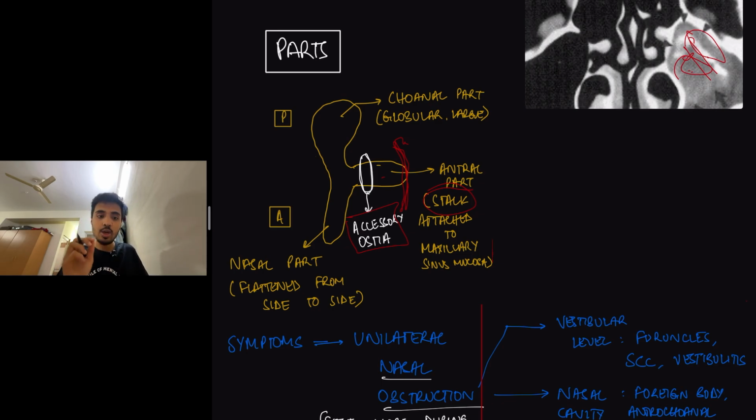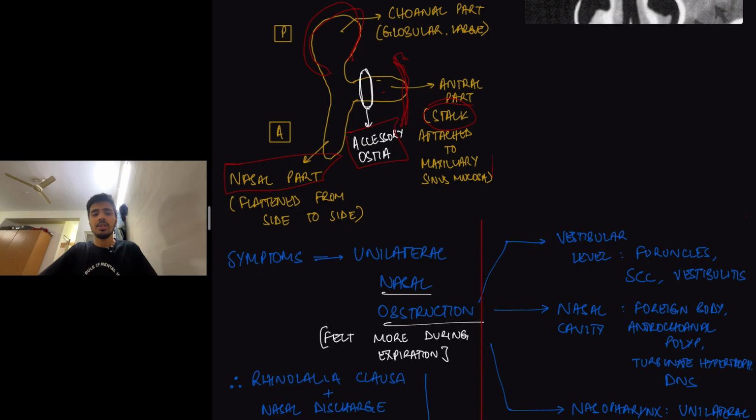The anterior growing part comes into the nasal cavity. The part that grows anteriorly is flattened from side to side. It is very small. It is the nasal part. Why? Because anteriorly our nasal cavity is very narrow. It gets narrower and narrower. Whereas the posterior part is the globular part. It is large, it is globular, it keeps growing quickly. So this is the choanal part. So the antral part forms the stalk, the posterior large globular part is the choanal part, and the anterior part is the nasal part. So this is about the parts of the antrochoanal polyp.